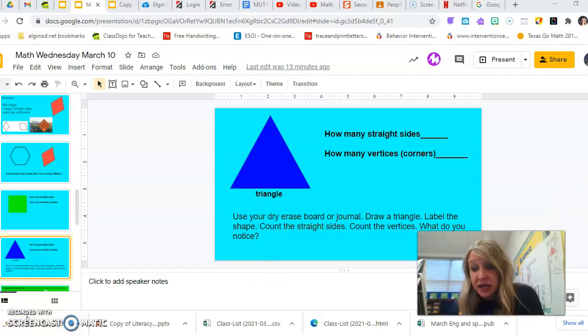Okay, is everybody back with their journal or their dry erase board? You ready? All right, so let's look at the triangle. Draw a triangle on your board. It doesn't have to be the same size or the same color. Just draw the shape of a triangle on your board or in your journal. Then I want you to label the shape. What is the name of the shape? It is a triangle, so you're going to write triangle underneath or next to the shape.